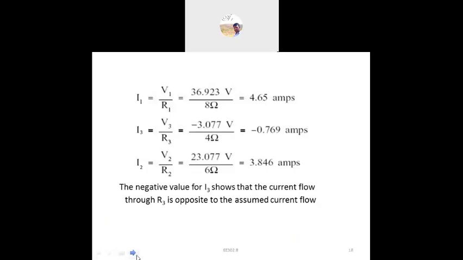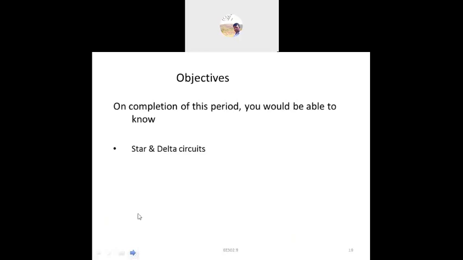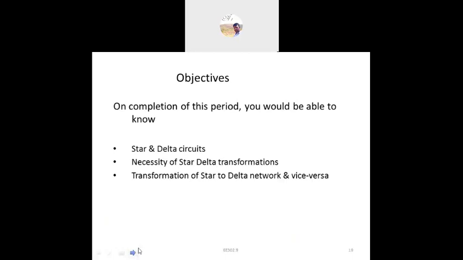So this is the KCL and KVL. Next, we have the star and delta circuits. So what is the need and purpose of the star connection and delta connection?